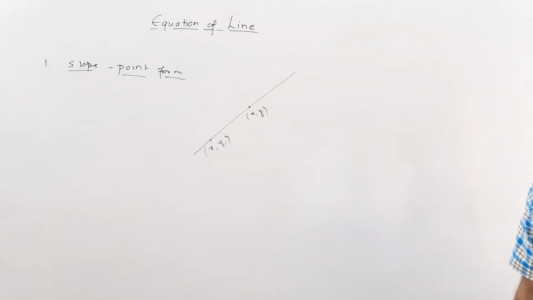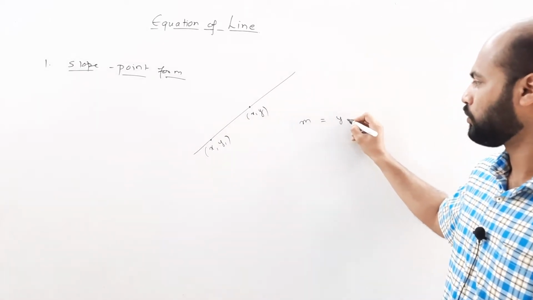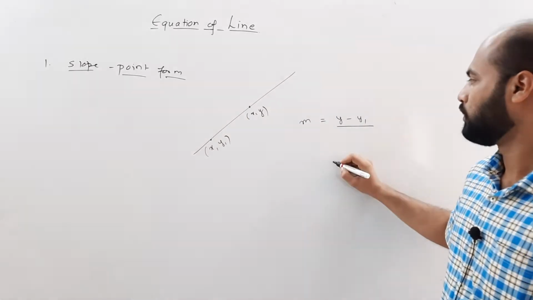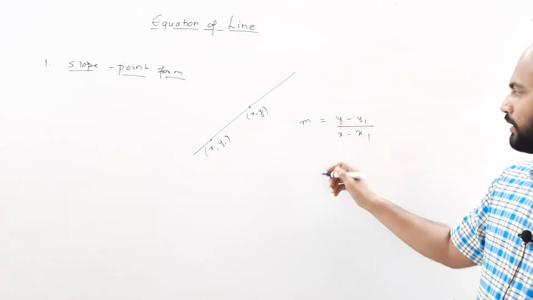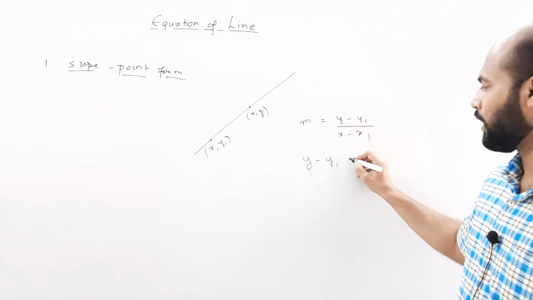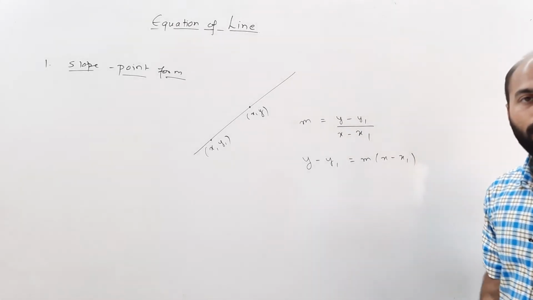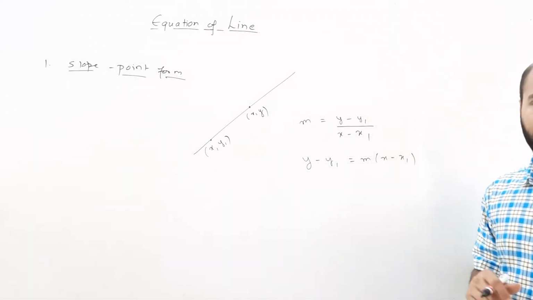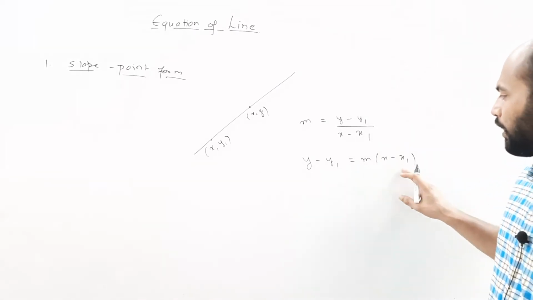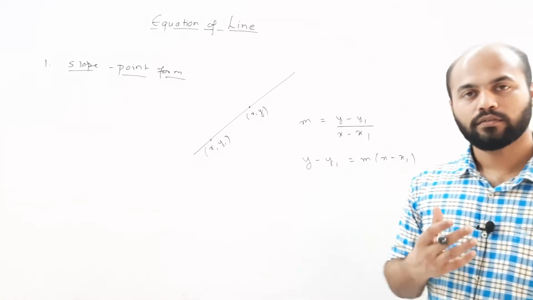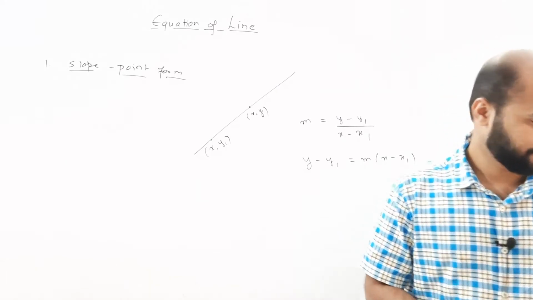This we know. So we can write the slope of this as m is equal to y minus y1 divided by x minus x1. So now we can clearly see that we can cross multiply and we get it as y minus y1 is equal to m into x minus x1. So this is nothing but the equation of the line, because x and y are the variables, and x1, y1 and m, all these three terms are known. So let's take some example and try to understand this application.